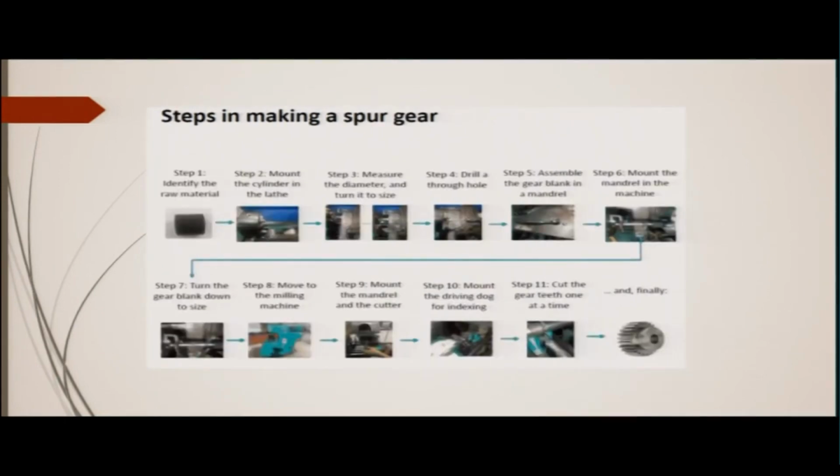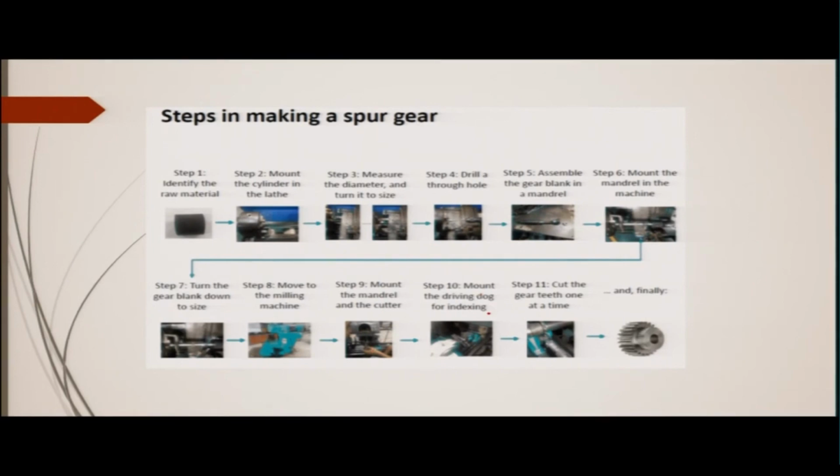So, the steps are the following. Okay. Identify the raw material, like we have shown in the steps for the bevel gear. Here, mount the cylinder in the lathe, measure the diameter and turn it to size, drill a through hole, like in cutting the bevel gear. Assemble the gear blank on a mandrel, mount the mandrel in the machine, turn the gear blank down to size. Move to the milling machine, mount the mandrel and the cutter. These are the same steps. I will show you in detail one by one.